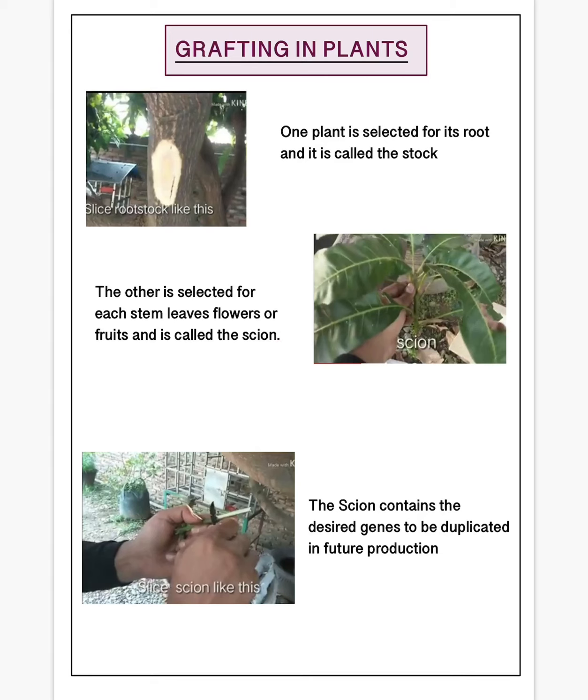So you are cutting a good branch of the scion and bringing it. Then you are peeling off this portion of the scion. Did you see? You're peeling off this portion of the scion with a knife. The scion contains the desired genes to be duplicated in future production. So you have selected the stalk, you have selected the scion. In both you are peeling off around 3.5 centimeters. The bark is peeled off from here and from here, around 3.5 centimeters.